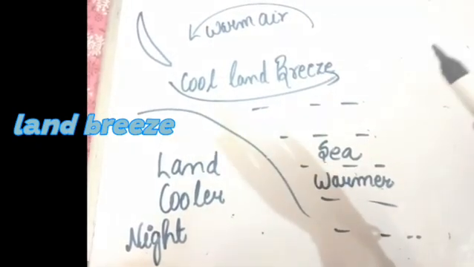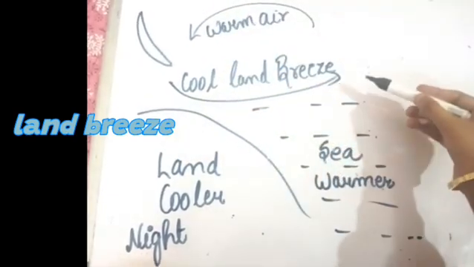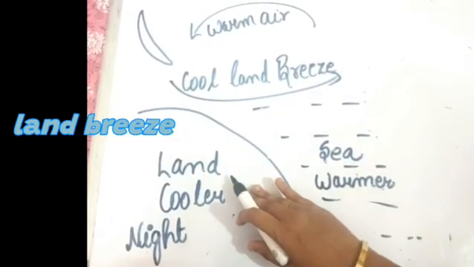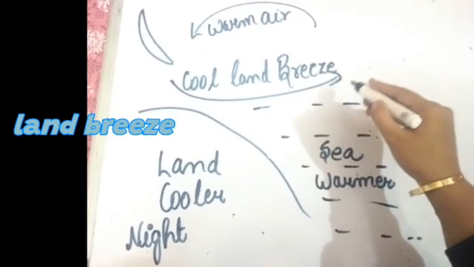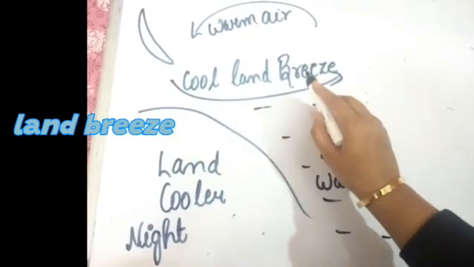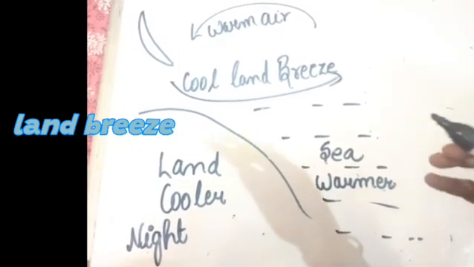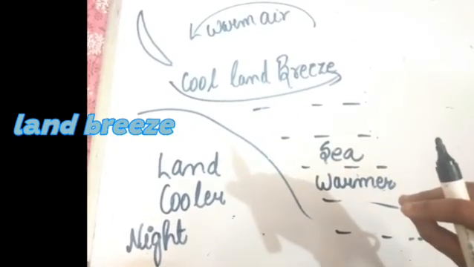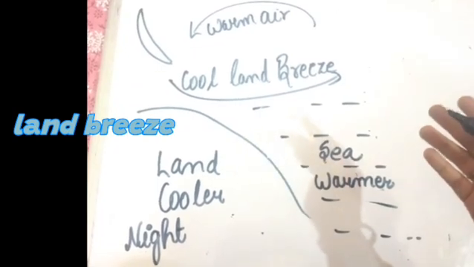Now, what will happen? The air that is present on the sea is moving towards the land, so space will be left. Now, who will be occupying the space? The colder air that is on the land will move towards the sea and will occupy the space of that air. That is why the word cool land breeze is written. So this means that during the night time, the breeze is moving from land to the sea. That is why the afternoons are pleasant in the coastal areas, but evenings or nights are not that pleasant.